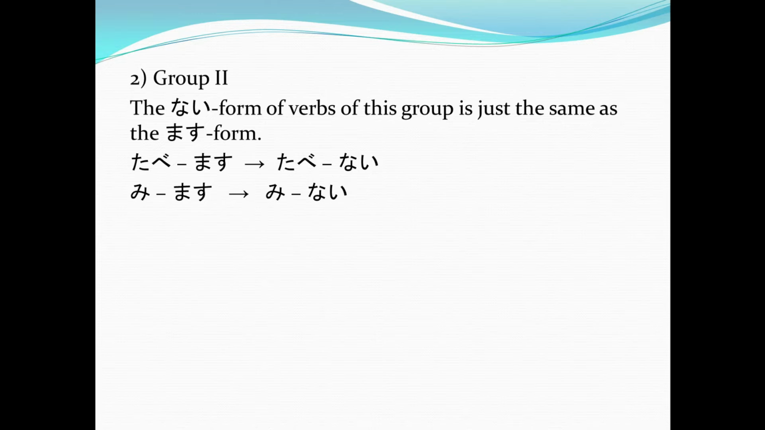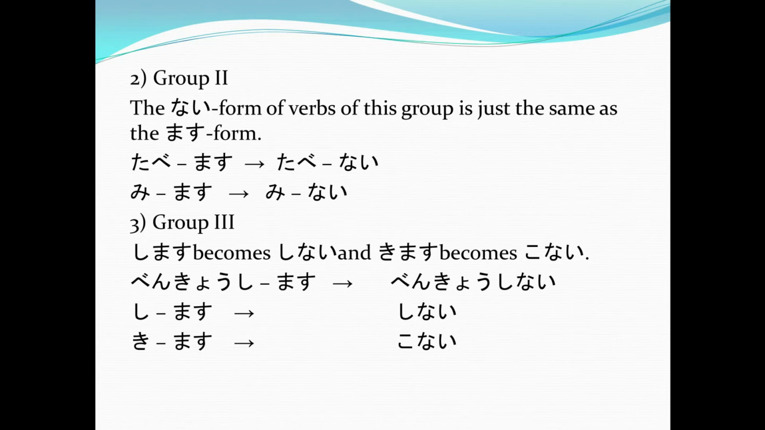And then mimas, minai. Easy, isn't it? Other examples could be misemas, to show, which will become misenai. And from the special verbs, we have the okimas, to get up, it will become okinai. What else? Tarimas, to be enough, will become tarinai, and so on. See, group 2 is very easy, right?